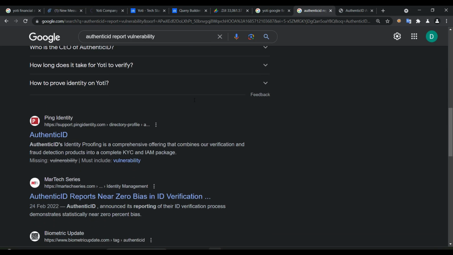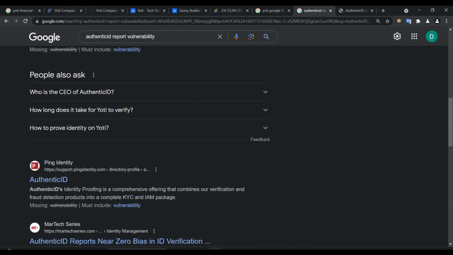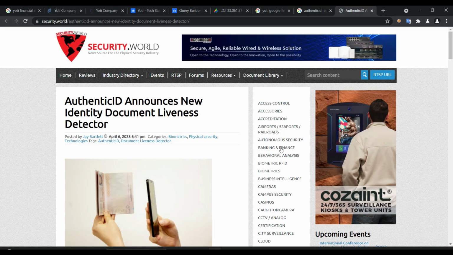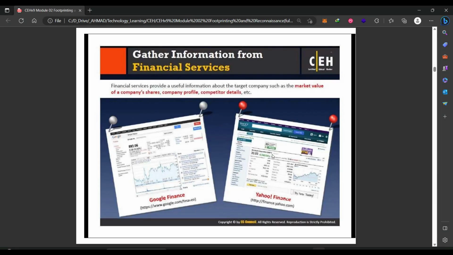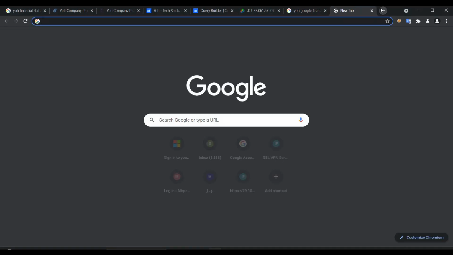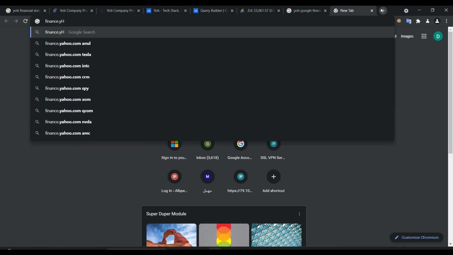Well, in the future, I will tell you how to identify a vulnerability in a specific target and report it to them, even if they don't have a bug bounty platform, actually. So I guess we are clear from the financial monitoring, financial reconnaissance, finance.yahoo.com. Let me see this. Maybe this is better.